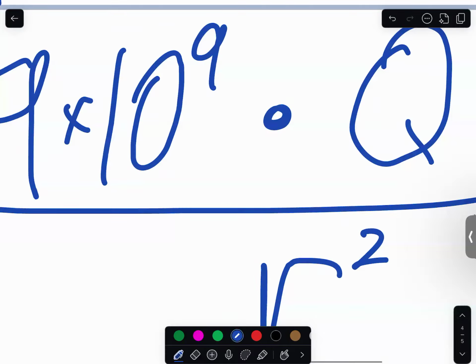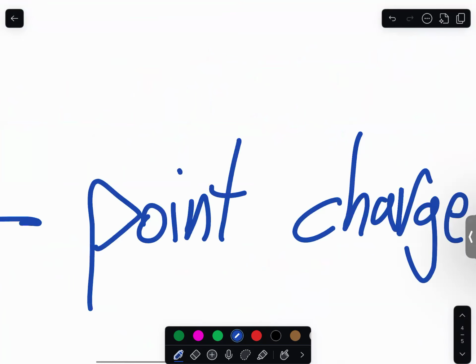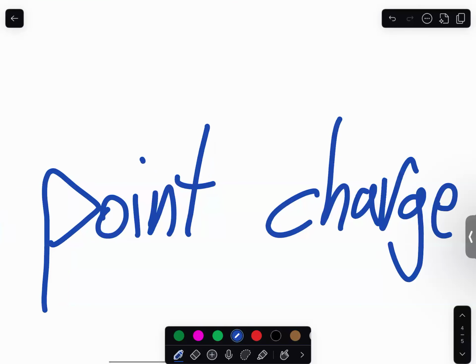Is this always true? No. This is true for point charges. This is not a universal law of nature. This is true if you have a point charge. It is universally true if you have a point charge, but it is not true if you don't have a point charge.